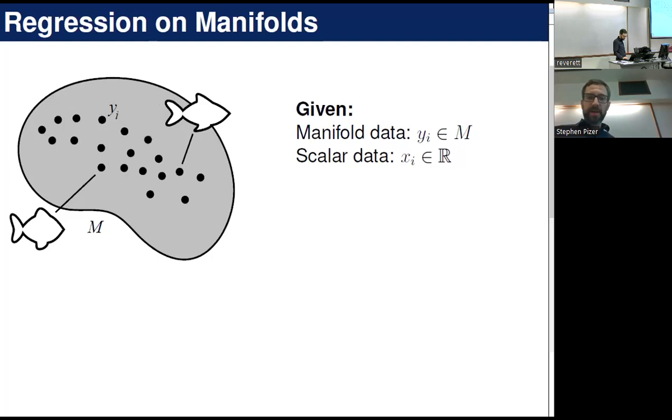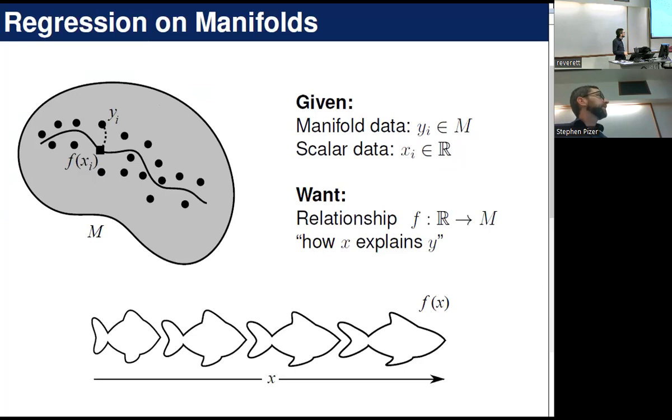In my cartoon example, I'm going to think of fish if I wanted to study fish shapes. And I might want to know how do fish change as they get older? This is like a big cartoon, not any resemblance to real data at all. The question you'd be asking is, how do fish change as they get older? Or more generally, how does the X variable explain the Y variable?